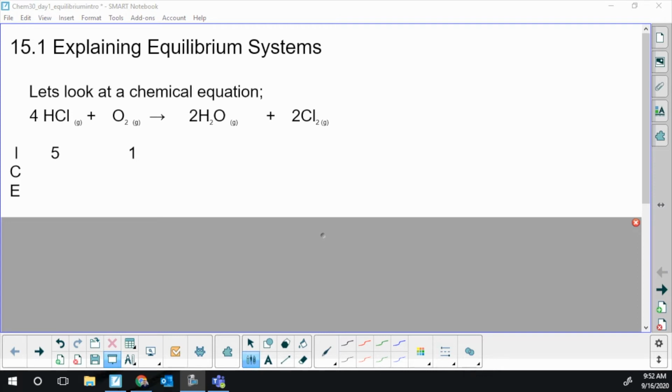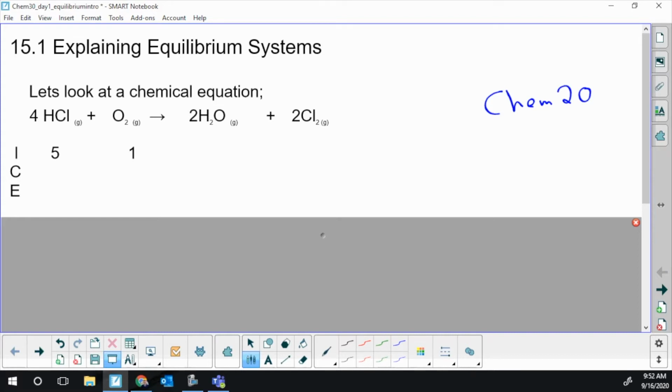Acting Chem 20-like, and complete an ICE table, okay, which is I stands for what you have at the beginning or initial, C is the change, you know, plus something or minus something, E stands for how much you have at the end.